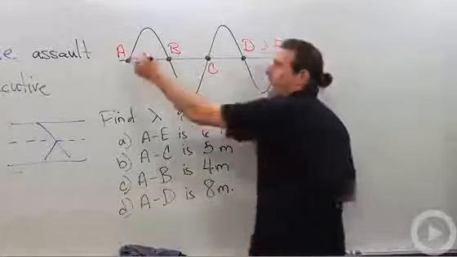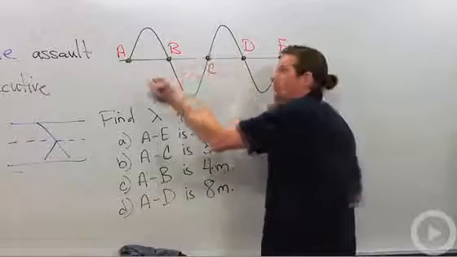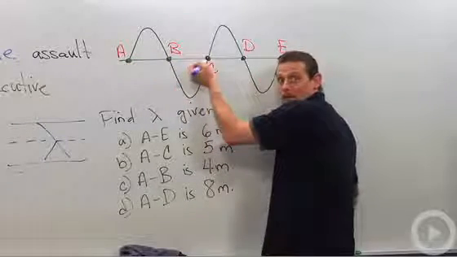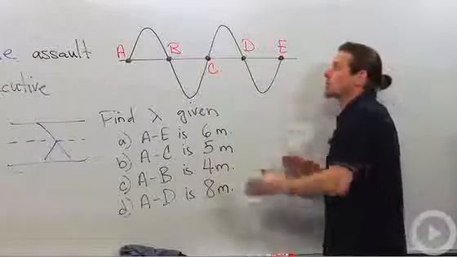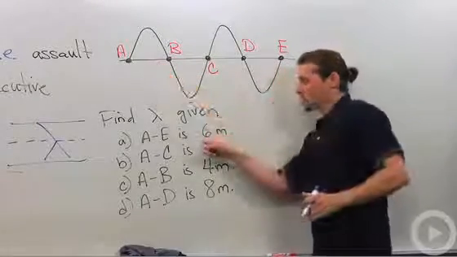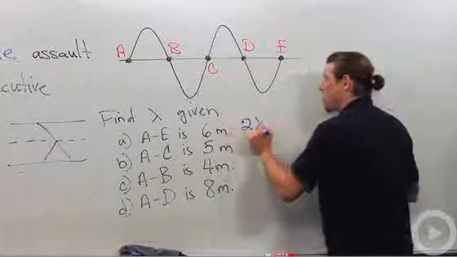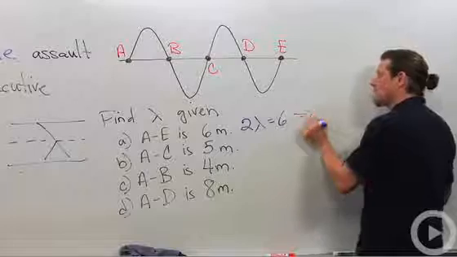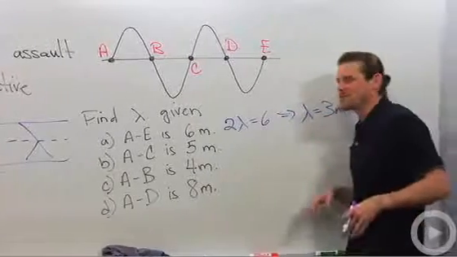Well, I start at A, and here I go. That's a whole wave, because I started off at A, and C is doing the same thing. So that's a whole wave. And then I've got another whole wave. So if this is 2 waves, and the distance is 6, then 2 lambda must equal 6. So lambda is 3 meters. Does that make sense? Not difficult at all.